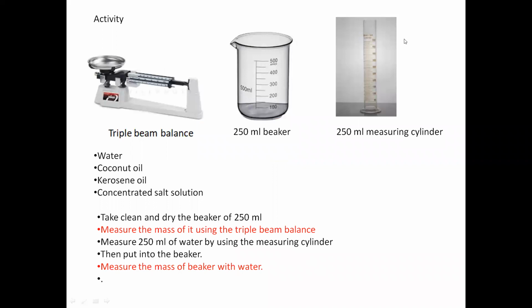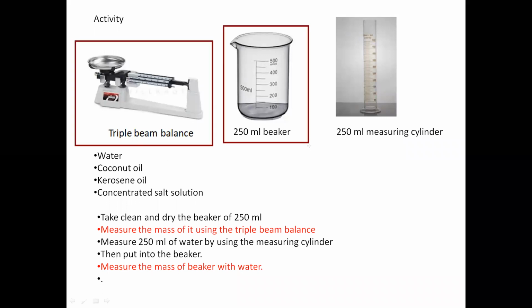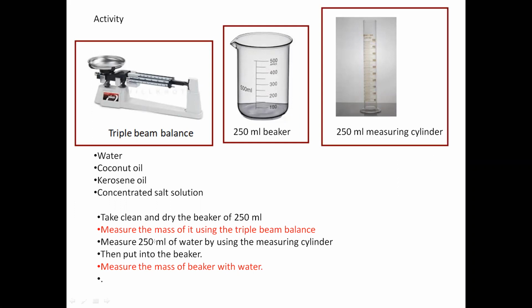Okay, next we are going to talk about an activity. For this activity, we need a triple beam balance, a 250 milliliter beaker, and a 250 milliliter measuring cylinder. Not only that, we need 4 types of liquids. So here we have used water, coconut oil, kerosene oil, and concentrated salt solution.